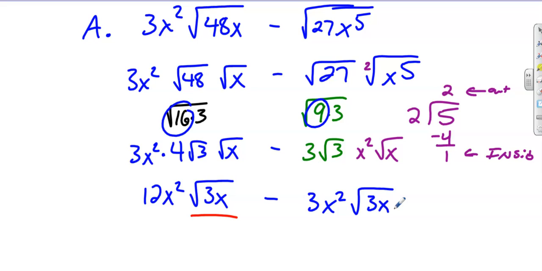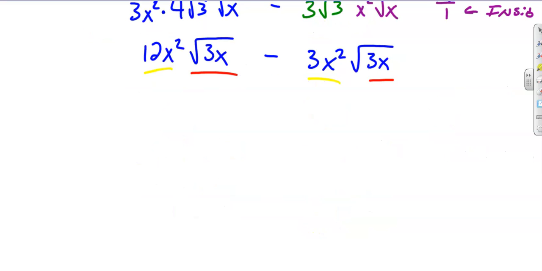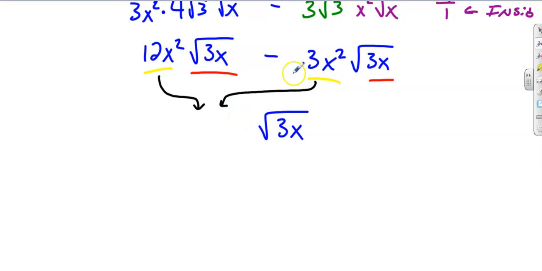So now we've got everything matching up. We've got a 3x on the inside. We've also got the 12x squared and the 3x squared on the outside. So we know that the inside is going to be square root of 3x because, again, you're not going to change what's on the inside. All we're going to do is add what's on the outside. So if we do 12x squared minus 3x squared, 12 minus 3 would make that 9x squared.